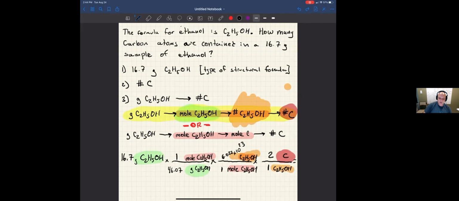So the rest is just some calculator work, but showing you that the units do in fact cancel. Grams of ethanol cancel with grams of ethanol. Moles of ethanol cancel with moles of ethanol. The number of ethanol molecules cancel with the number of ethanol molecules, leaving me with the number of carbon atoms. And the answer rounded to the correct number of significant figures is 4.37 times 10 to the 23rd carbon atoms.